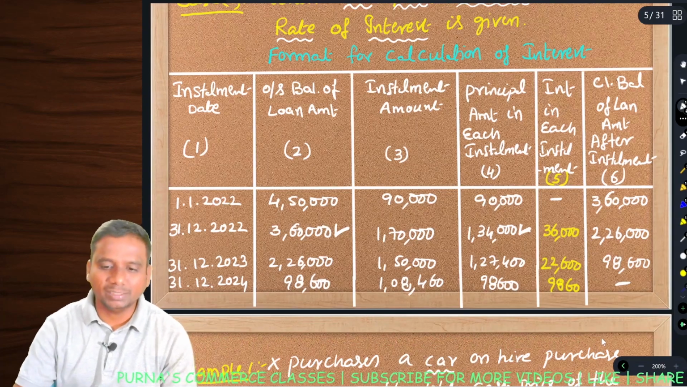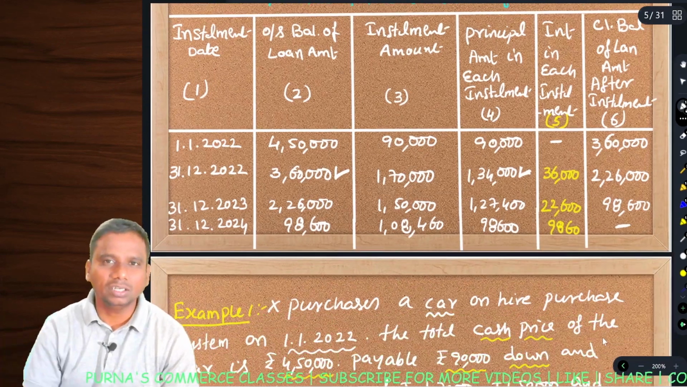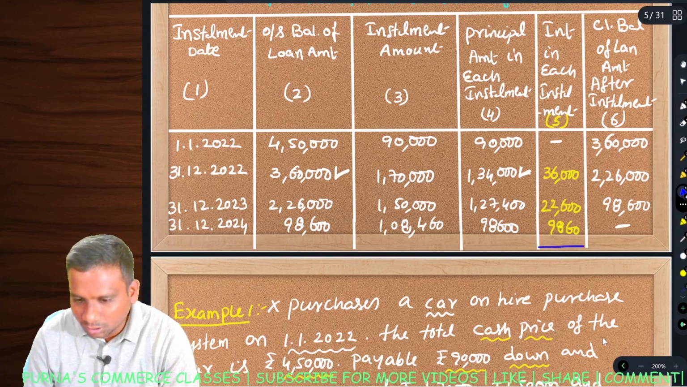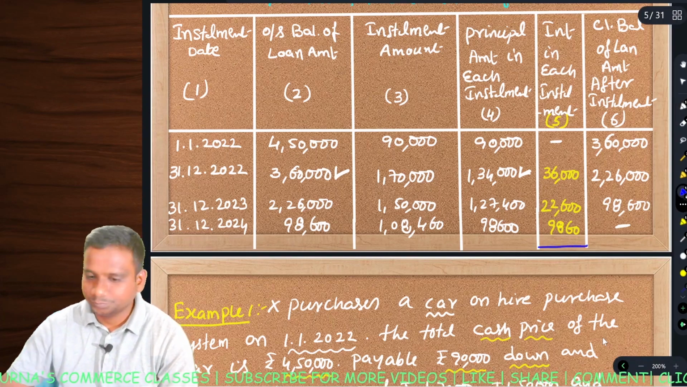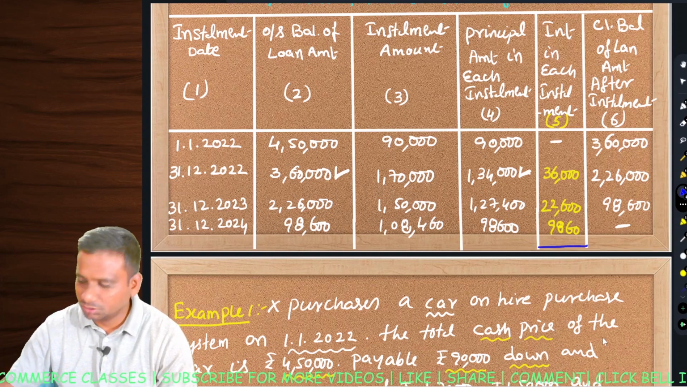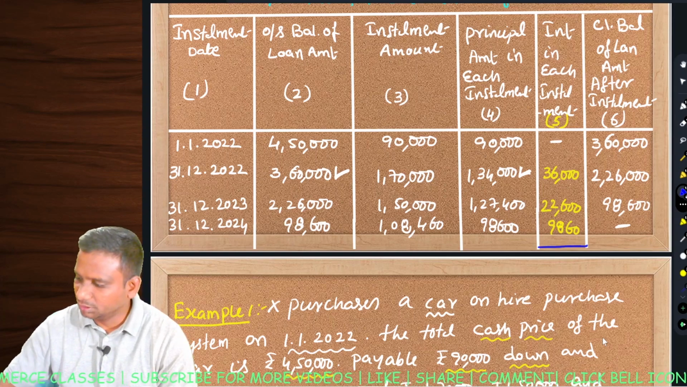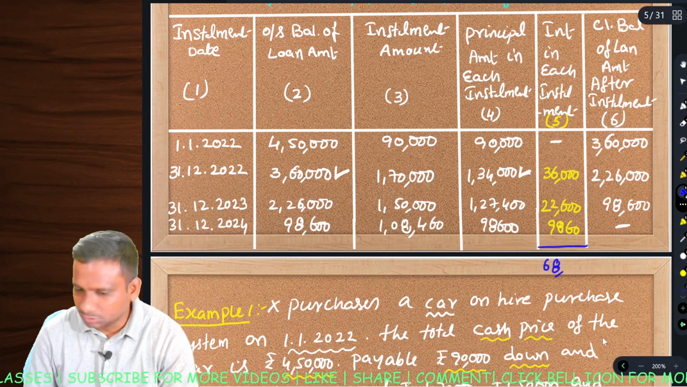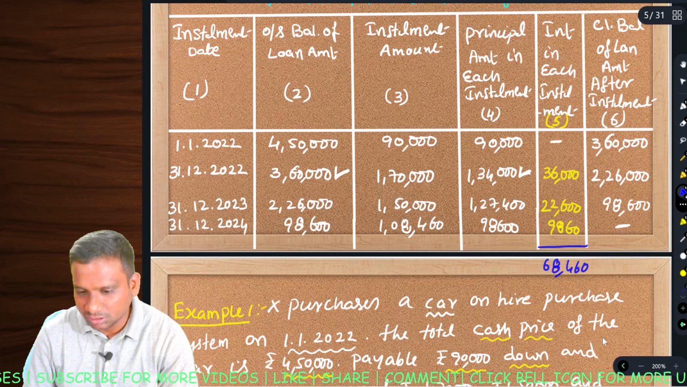Now based on this table, you can start recording the entries. Look here. What is the total interest that we have paid? Calculate: 36,000 plus 22,600 plus 9,860. It comes to 68,460 as interest.